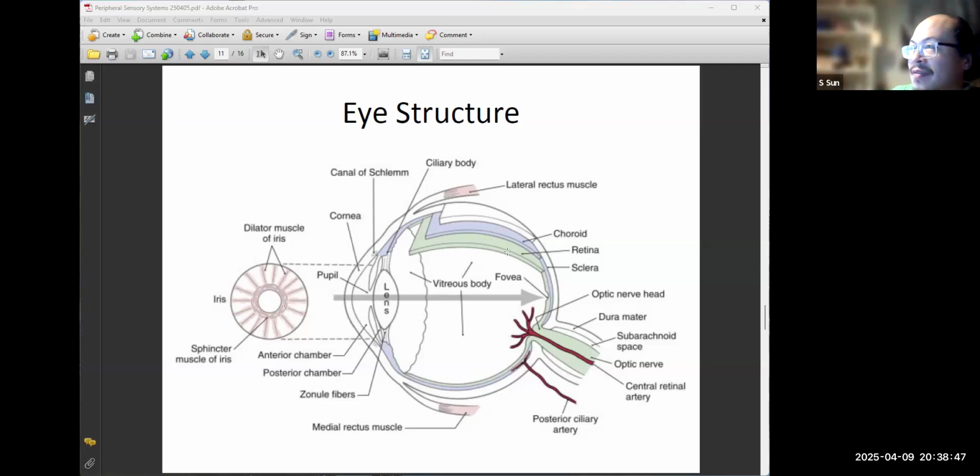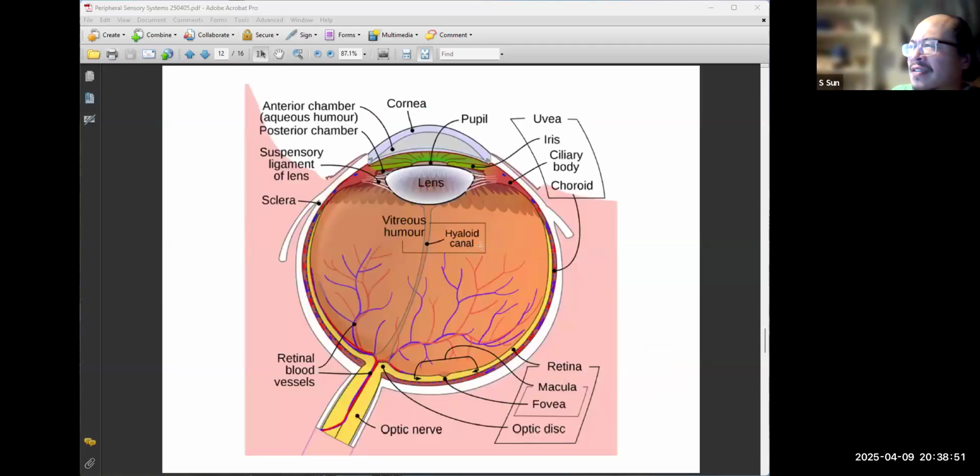All right. I think the purpose of showing this one is to show you what the macula is and what the fovea is. And then the retina, again, this is the choroid layer, and the outer layer is the sclera.